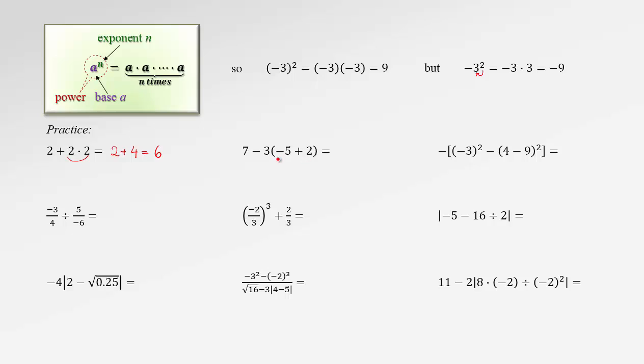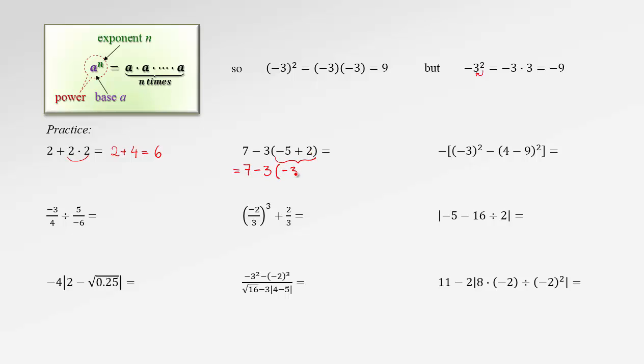Second example, now we need to start with brackets first. So whatever is in the bracket, perform first. Therefore, we need to copy everything else. Copy patiently, don't lose anything, and perform one operation at a time.